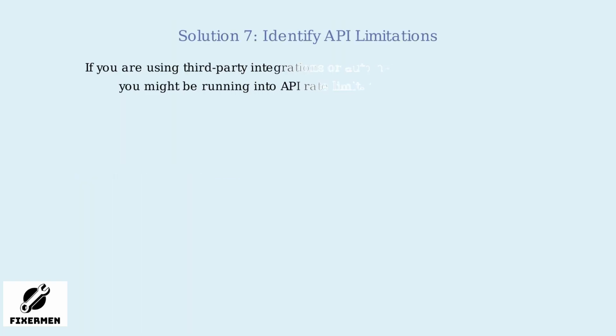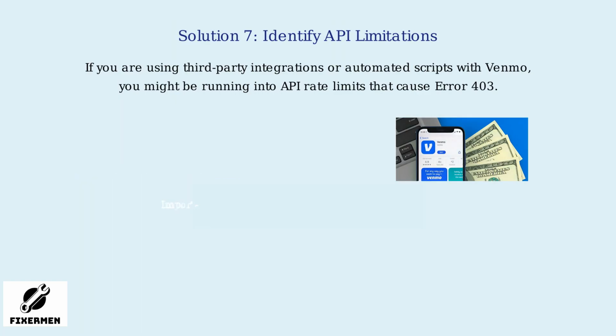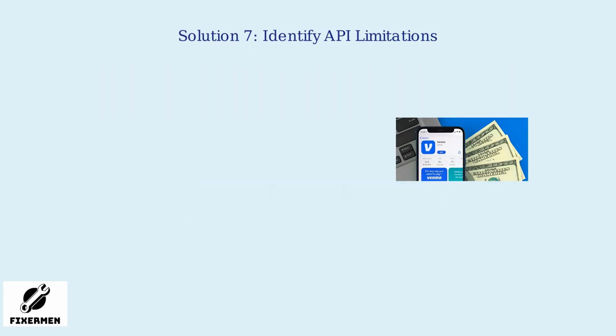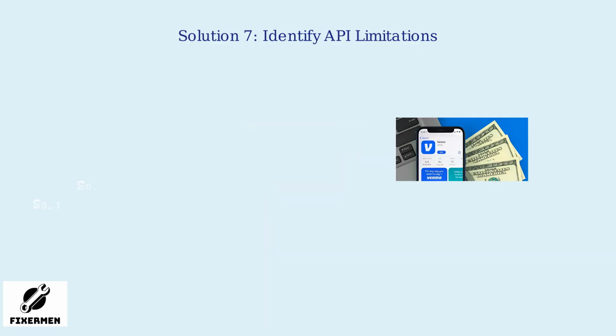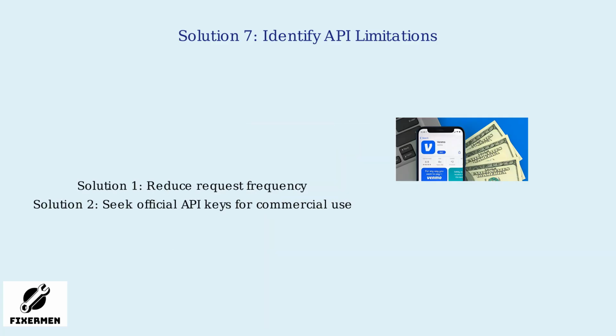If you are using third-party integrations or automated scripts with Venmo, you might be running into API rate limits that cause Error 403. This authorization diagram shows how API requests work between client applications and servers. Rate limits prevent overload. Venmo's API allows up to 5,000 requests per hour. Exceeding this triggers Error 403. To resolve this, reduce request frequency or obtain official API keys for commercial integrations.